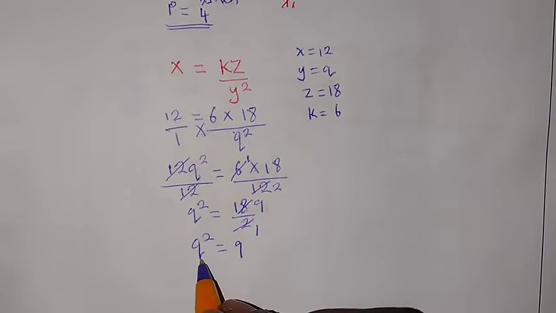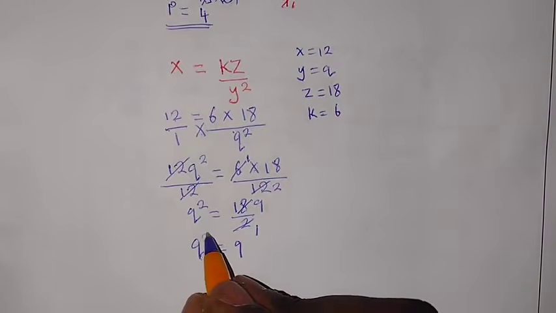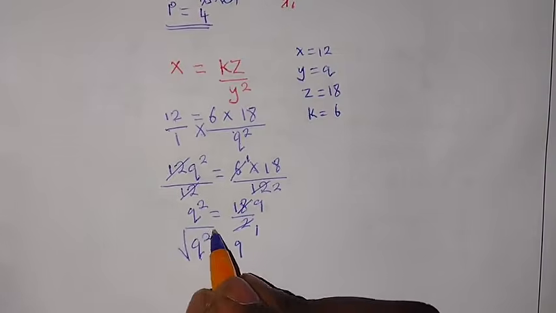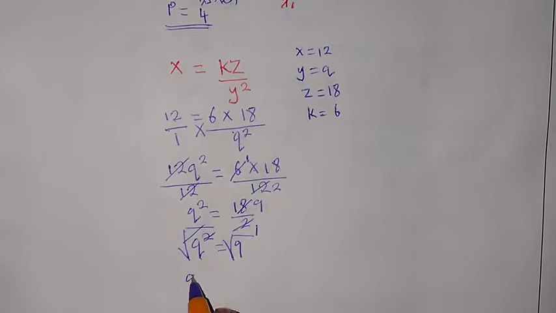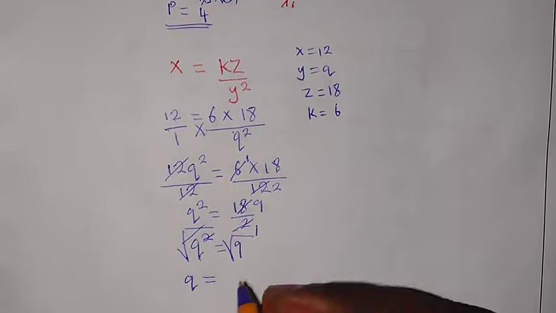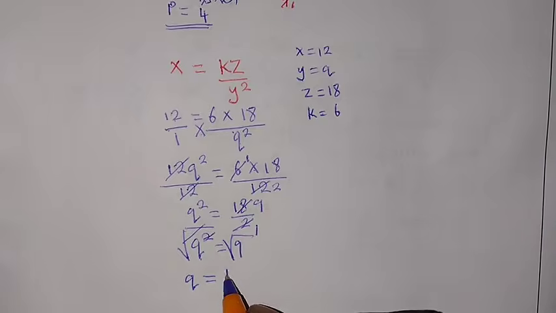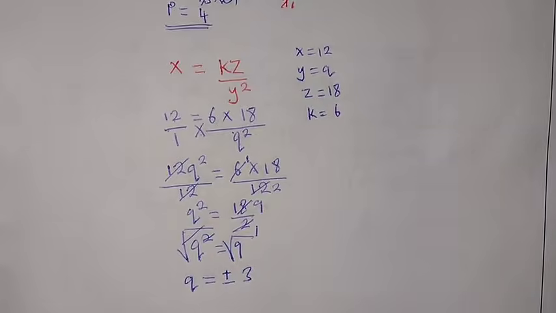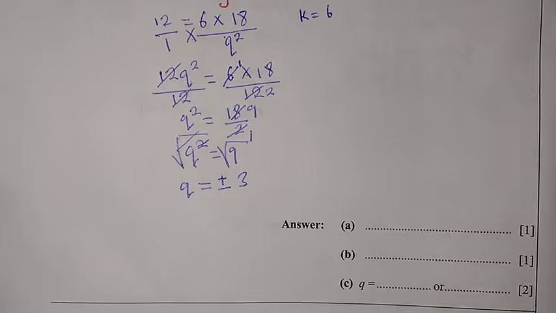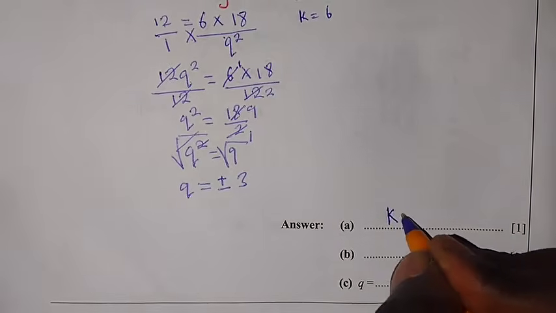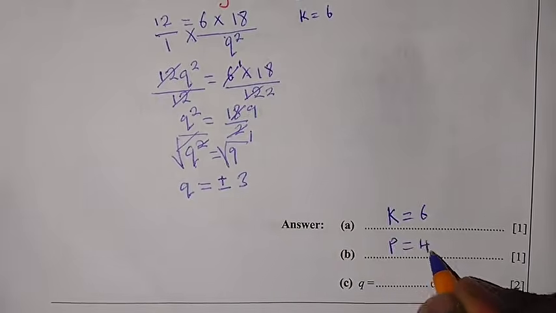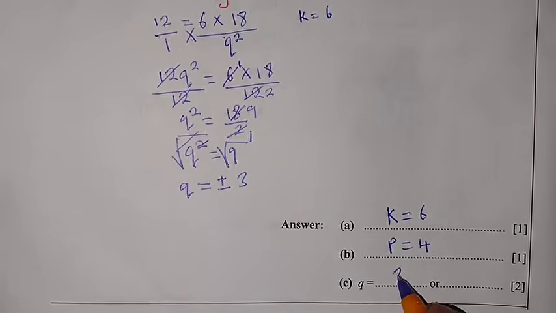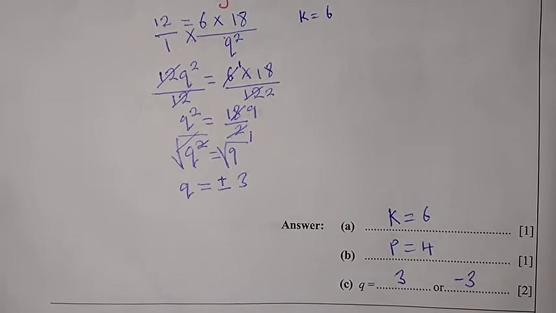Then we want to find the value of q, not q squared. So we need to get rid of the square here by introducing a square root to both sides of the equation. So this one, the square root to cancel, we are going to have q is equal to. So since we have introduced a square root here, we are going to have plus or minus. What is the square root of 9? It's a 3. Okay, so we can even now write our answers here. The first one, we found that k is equal to 6. The second one, we found that p is equal to 4. The last one, we have q is equal to positive 3 or q is equal to negative 3.